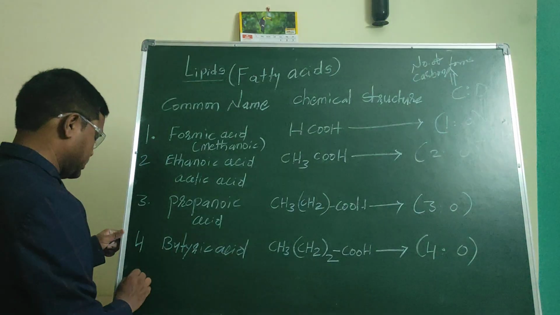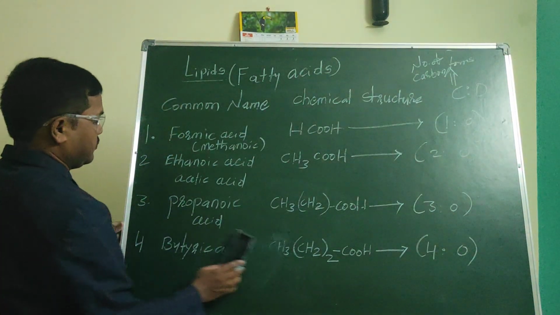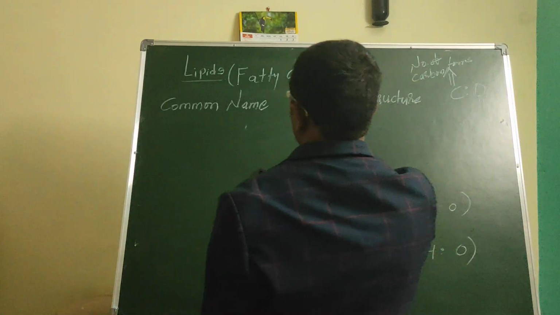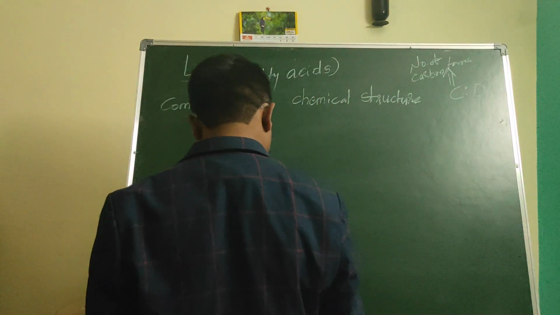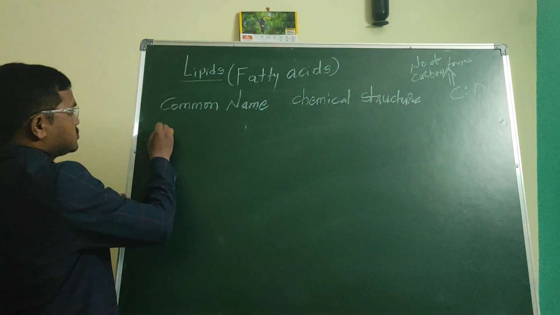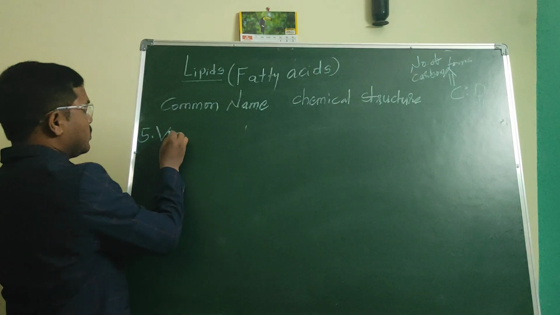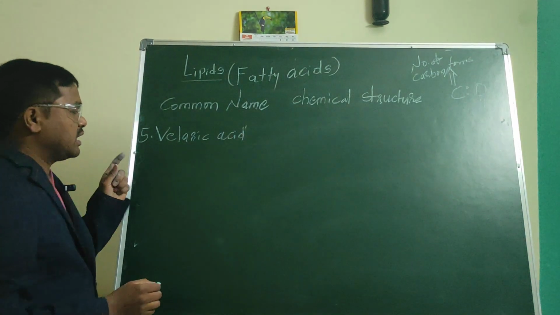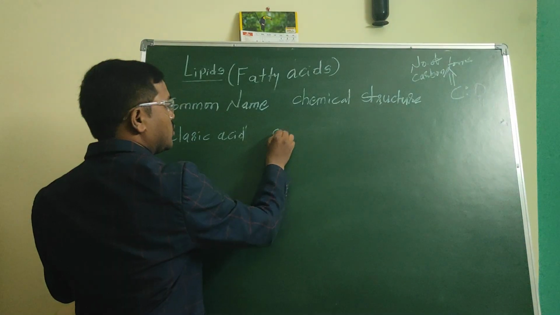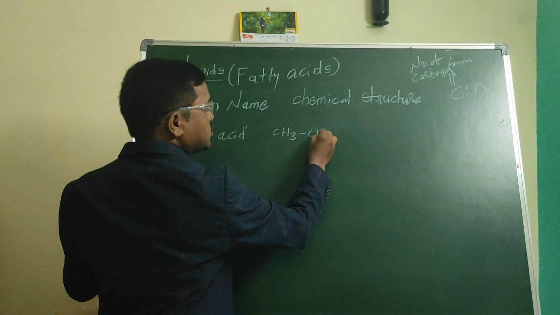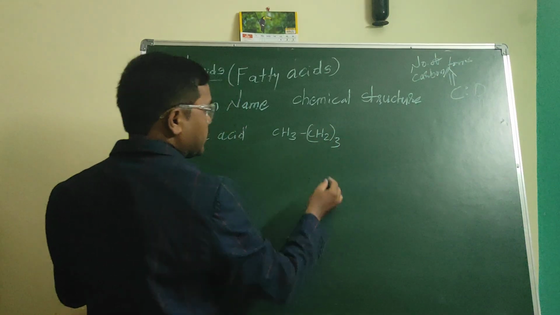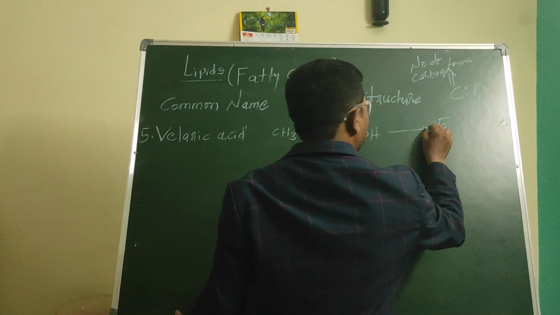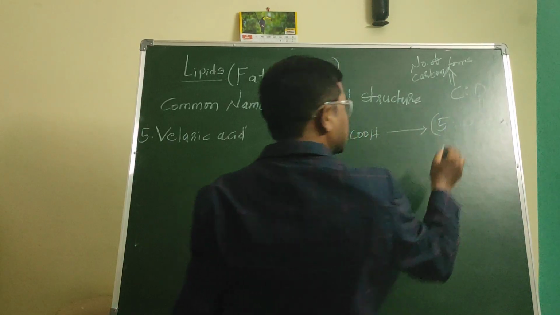Next, valeric acid, CH3(CH2)3COOH. Number of carbon atoms 5. Number of double bonds is 0.